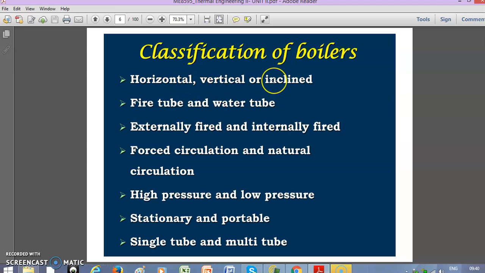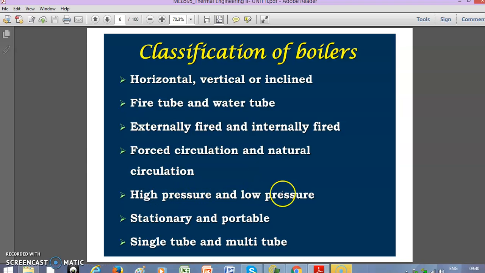That is horizontal, vertical or inclined. Based on the nature of flow, we have fire tube and water tube boilers, and we have externally fired and internally fired boilers. When the combustion happens inside, we call that internally fired, and when fired externally, it is called externally fired. The fourth one is forced circulation and natural circulation. Forced circulation is where the circulation happens by means of a pump, and in natural circulation, the movement of molecules or the circulation happens due to its own density difference.